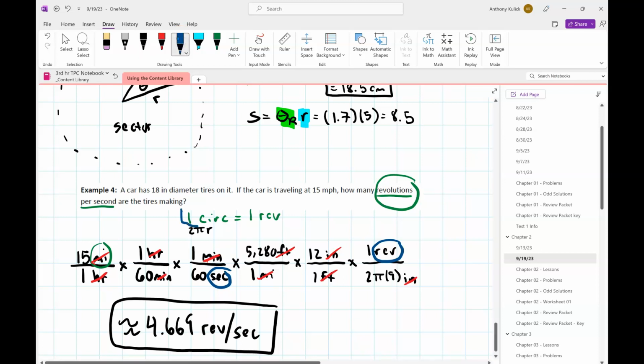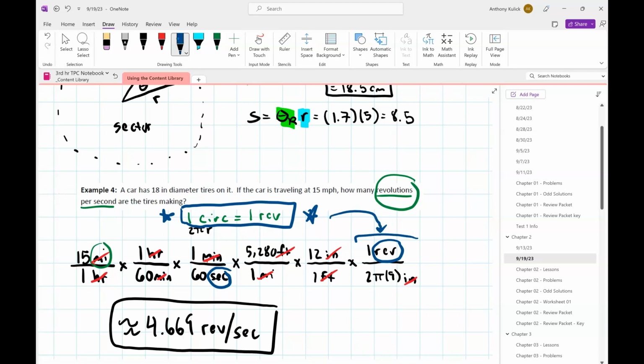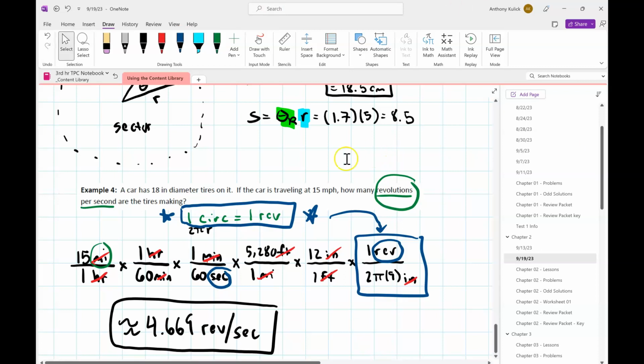But it's this right here. This was the key observation, that 1 circumference is the same as 1 revolution. That was the key conversion factor that wasn't something you might consider common knowledge, right? Going from hours to seconds, not too bad. From miles to inches, not too bad. But that last piece we had to kind of think about. All right.